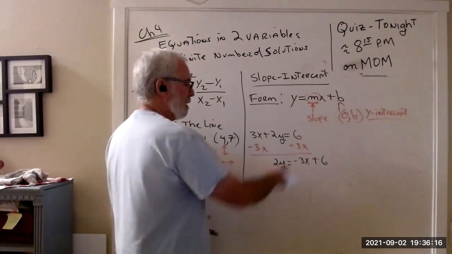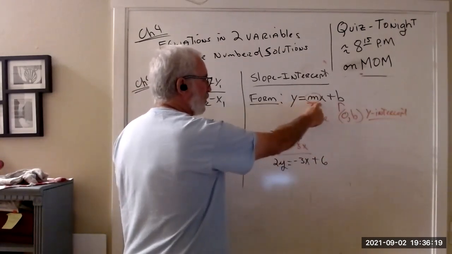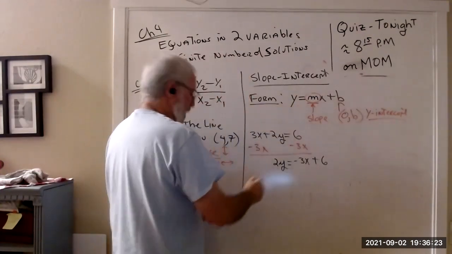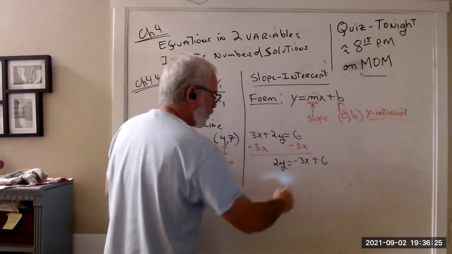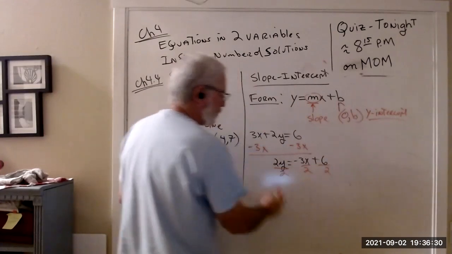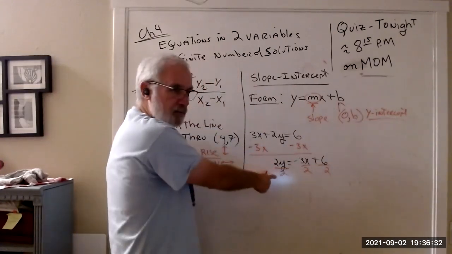Notice the x has to come first, mx plus somebody. Now I have to get y totally alone. So I'm going to divide everybody by 2 because I've got to get that y completely alone.